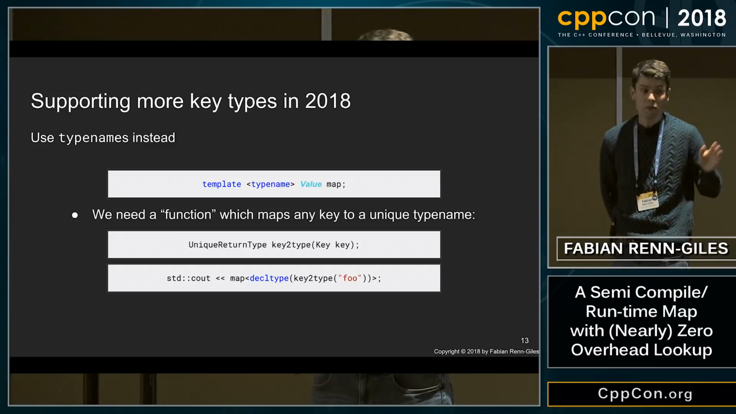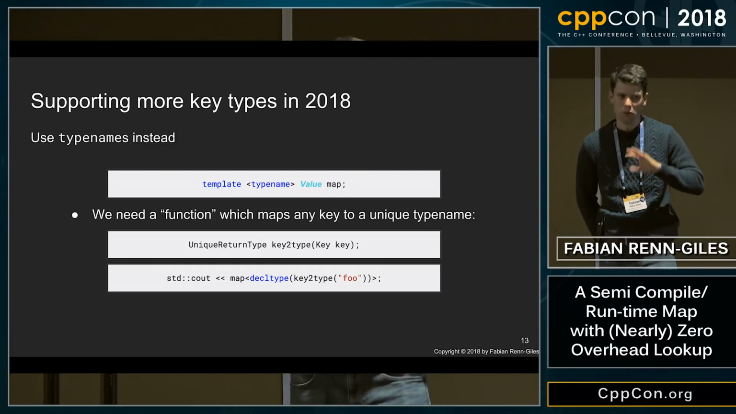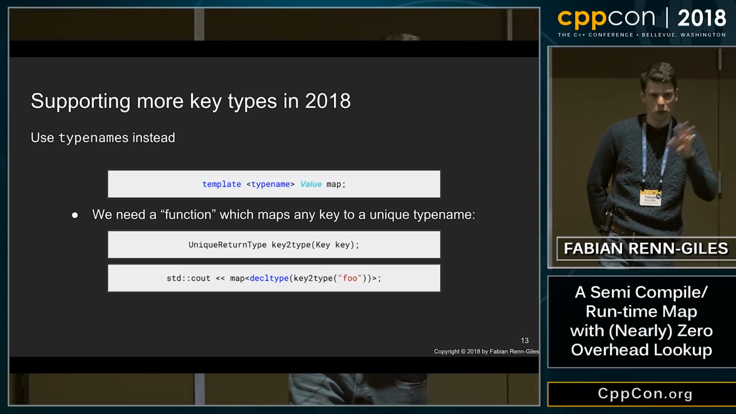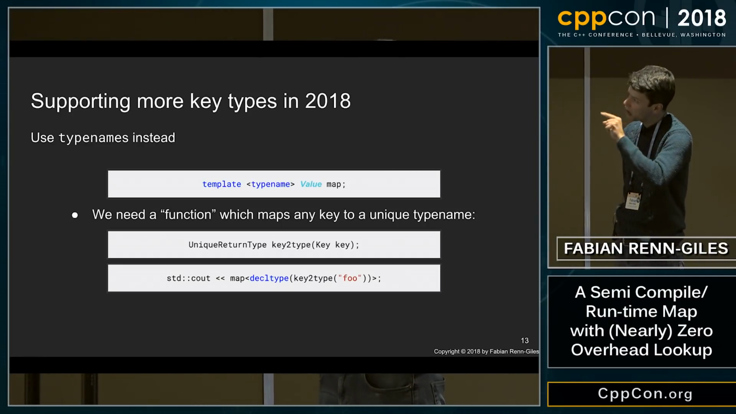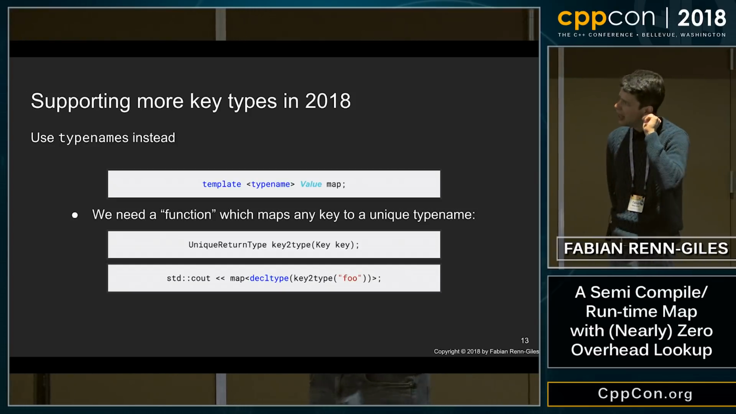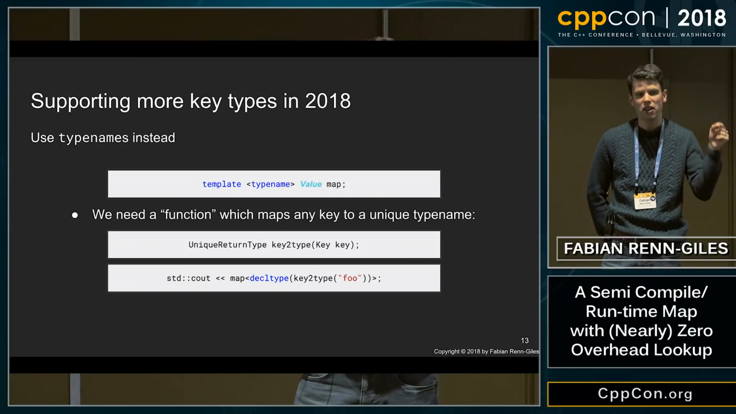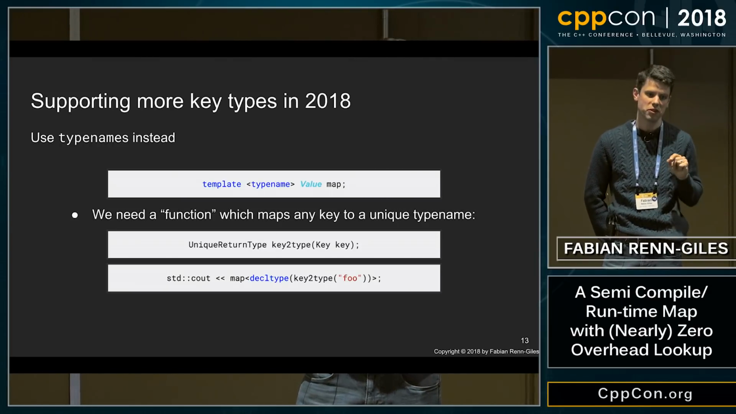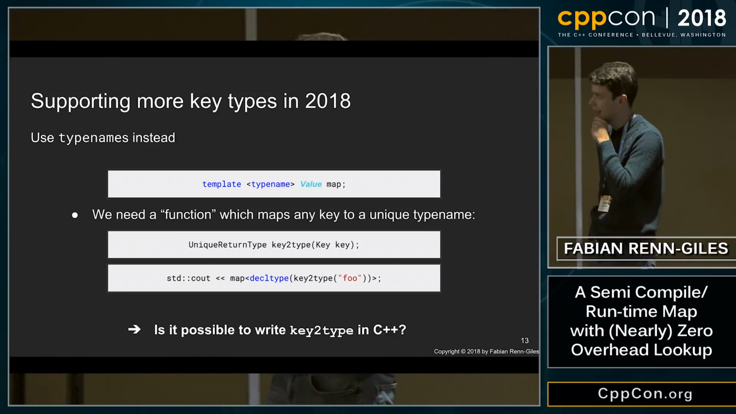Now, for some of you experts, this key to type thing will be obvious how to implement, but I'm going to go through it anyway. I think it's quite fun. But if you just look at that key to type, it's kind of strange, right? We're changing the function signature depending on which parameter value goes in, okay? Is it even possible to write this in C++?